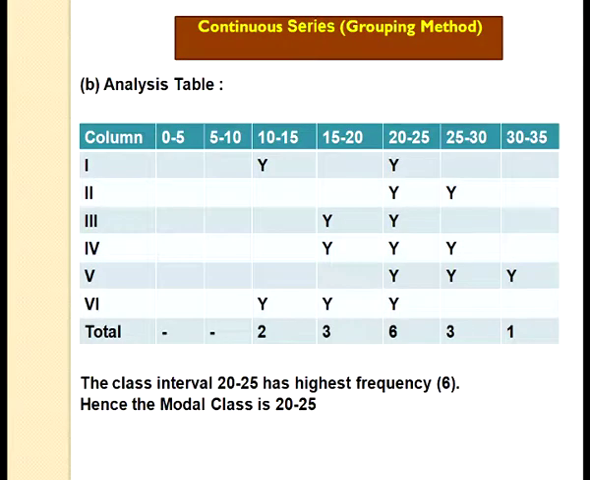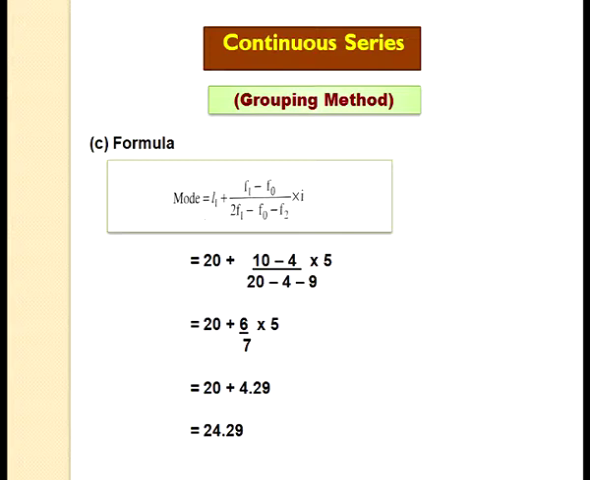In the analysis table we can see 20 to 25 has the highest frequency, 6. So this becomes our modal class. So modal class is 20 to 25 because it has got the highest frequency. Now the next step is we have to apply the formula. Formula is mode is equal to L plus (F1 minus F0) divided by (2F1 minus F0 minus F2) into I. Over here we are putting the values.